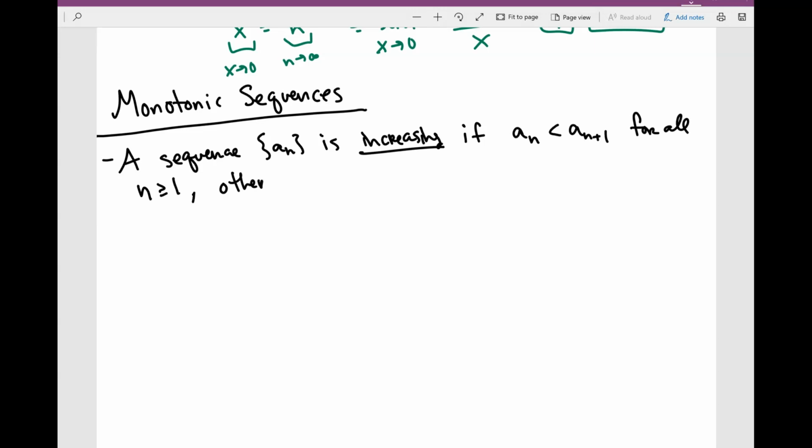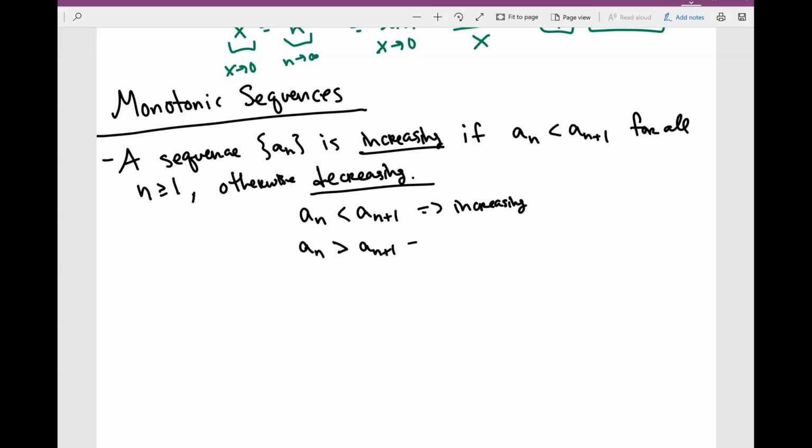Otherwise, decreasing, okay? All right, so basically what this is saying is that if I have a sub n, and then the next term, a sub n plus 1, exceeds that term, then what this means is that it's increasing. Okay? If I have a sub n, and it's bigger than the next term, that means that the sequence is decreasing. Okay, that's basically what this means.